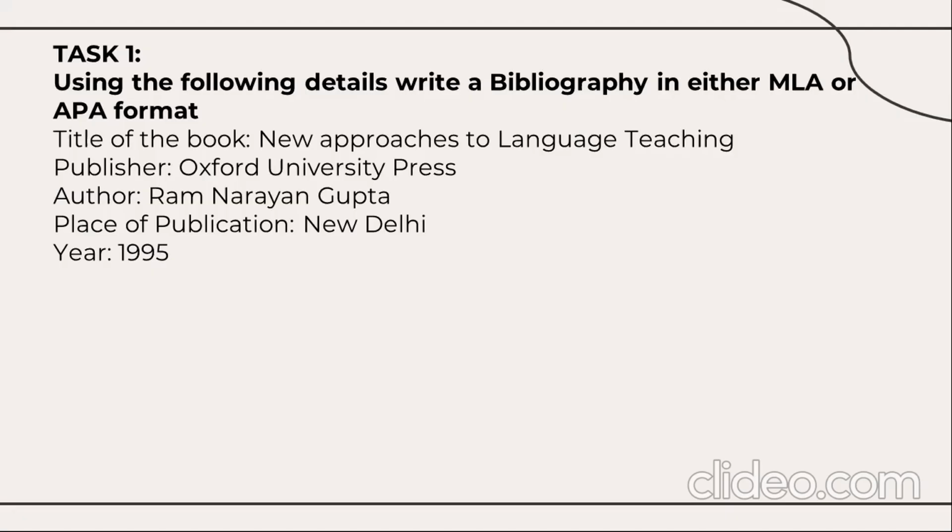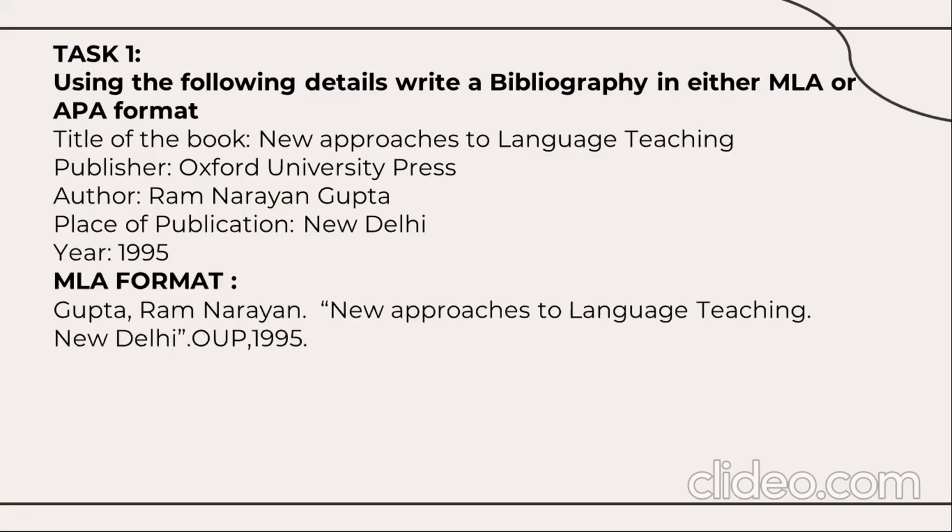What differences may happen? So in the MLA format, obviously Gupta, comma Ram Narayan. Then the name of the book in the inverted comma, New Approaches to Language Teaching, Oxford University Press. We can write the short form also, OUP, and comma, year of publication 1995. So that is the MLA format.